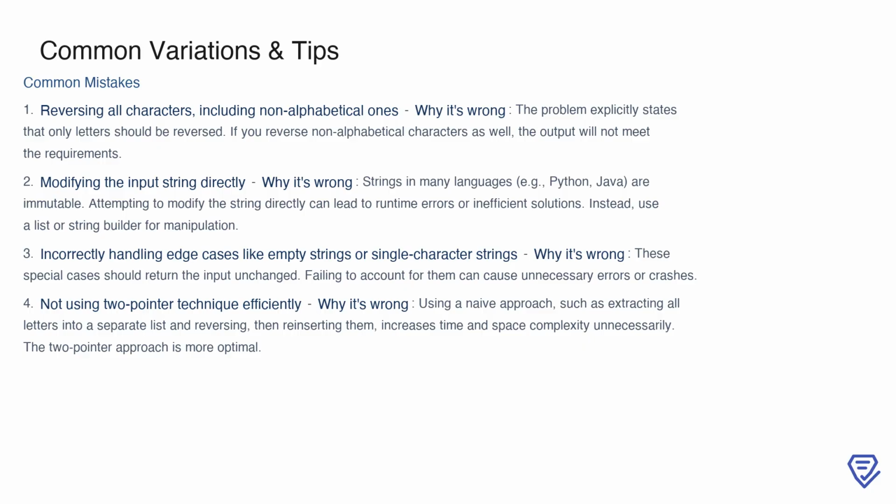Another frequent pitfall is mishandling edge cases, like empty strings or single-character strings. These cases should return the input unchanged, and failing to handle them properly can introduce bugs. Finally, not using the two-pointer technique efficiently can lead to suboptimal solutions. For example, extracting all letters into a separate list, reversing them, and then reinserting them increases time and space complexity unnecessarily. The two-pointer approach is much more optimal.